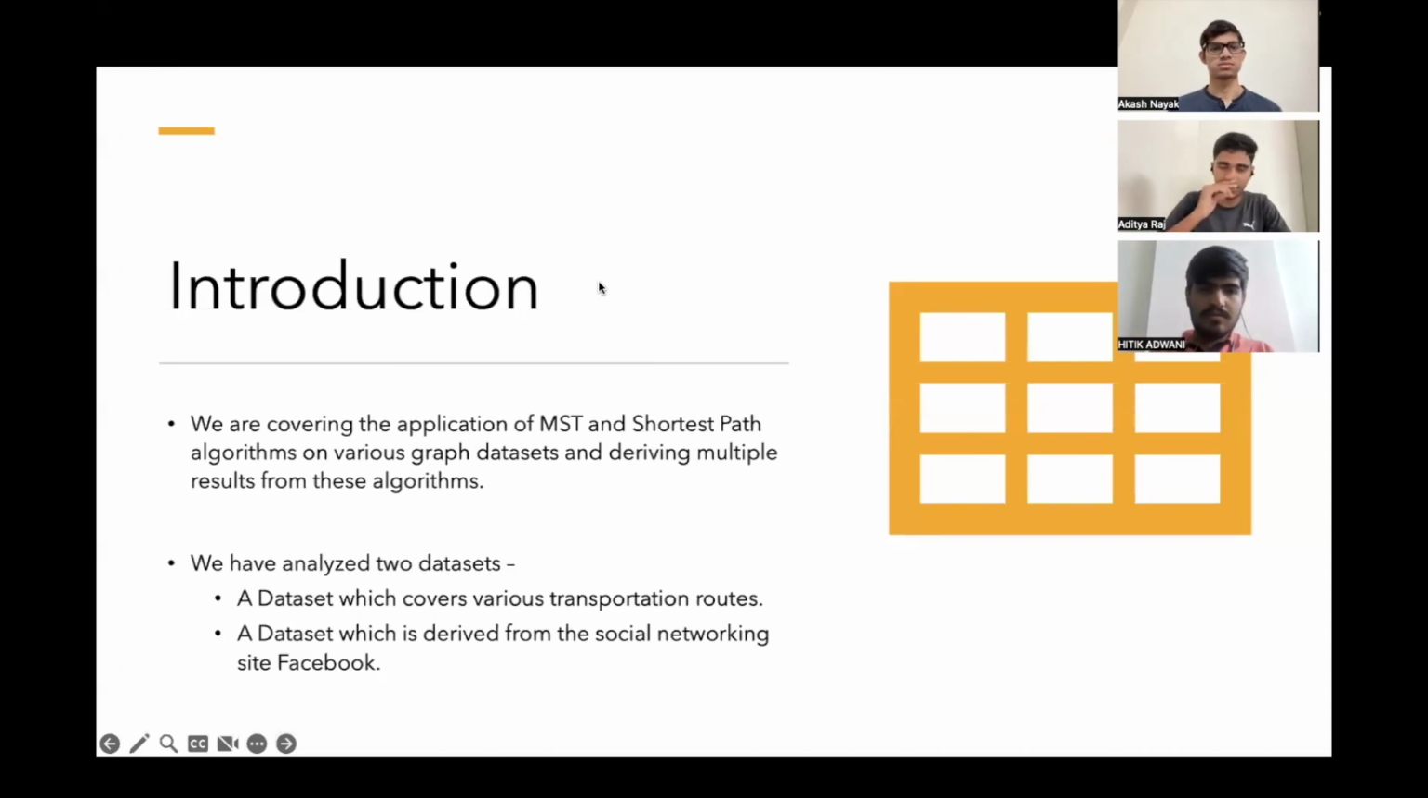So we'll be covering some applications of minimum spanning trees and shortest path algorithms on some data sets. We have analyzed two data sets, the first one being a data set which contains multiple transportation routes which are stacked on top of each other, and the second one being a data set which we have gotten from the SNAP website about web pages on Facebook. So handing it over to Akash.